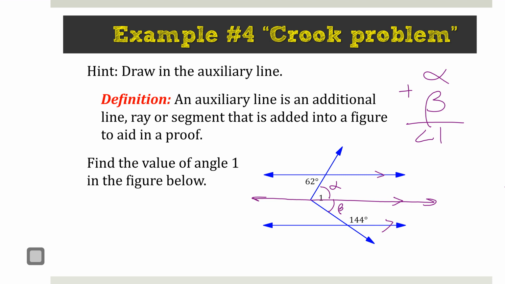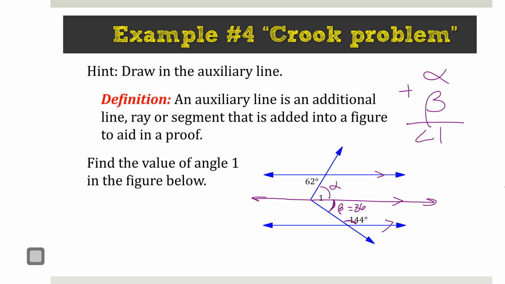All right, we'll start with beta. How big is beta? What kind of angles are beta and the 144? Good. They are consecutive interior angles.